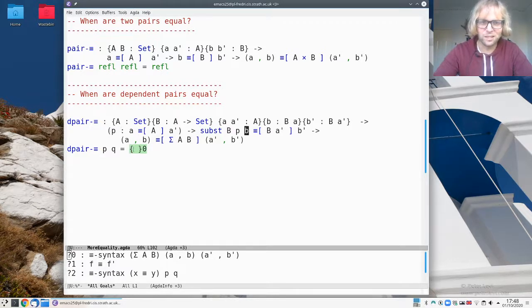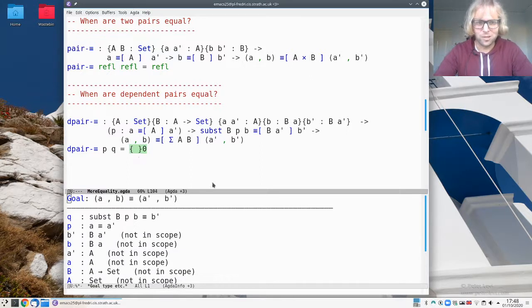We still have to prove it, of course. Okay, so what should we do? Well, let's pattern match on the P.